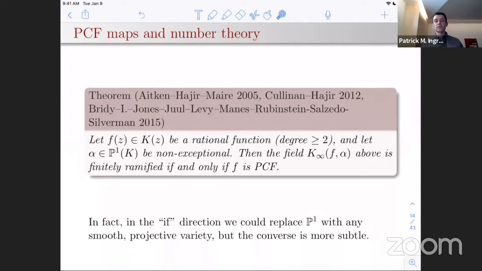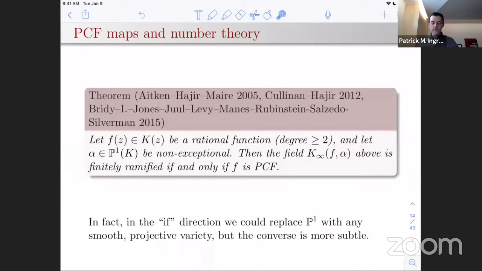So in other words, this very natural number theoretic question where if you build this sort of iterated pre-image tower, when do you get a finitely ramified extension or an extension ramified over infinitely many primes? And the answer is just whether or not this function is post-critically finite. So in fact, one of these directions, the if direction, so if f is PCF, then you get this finite ramification property.